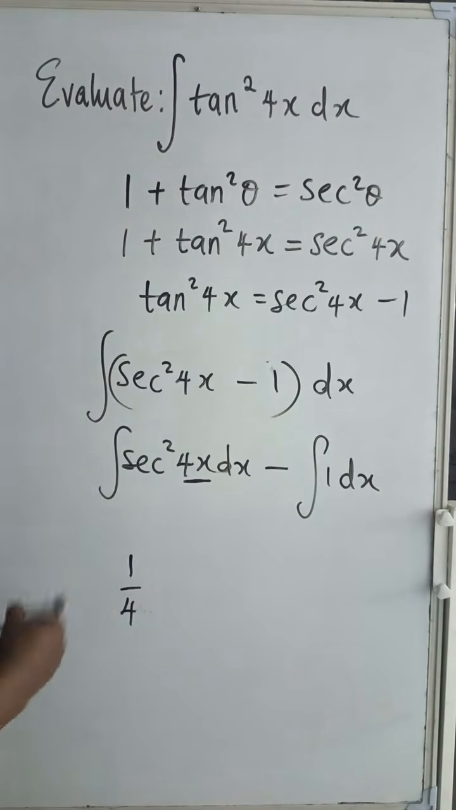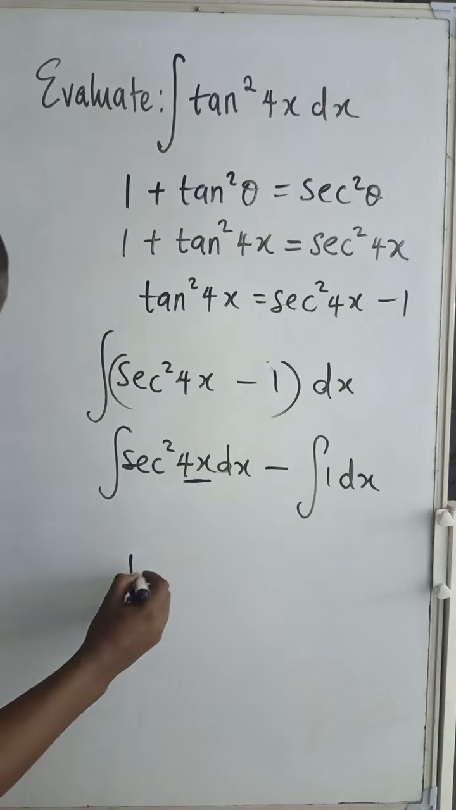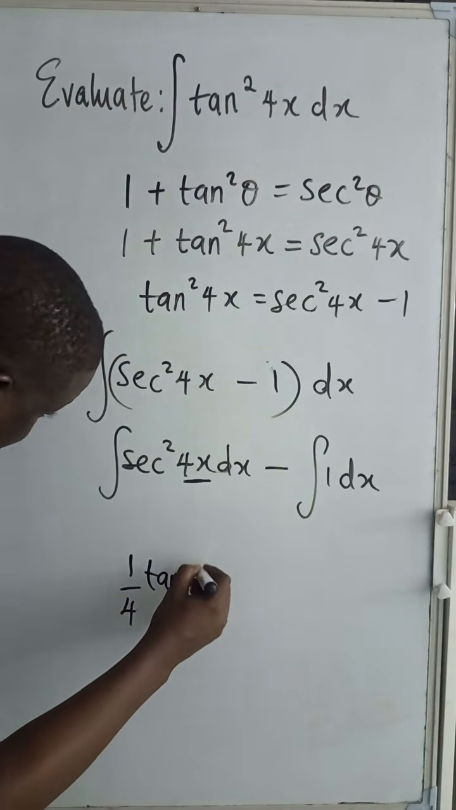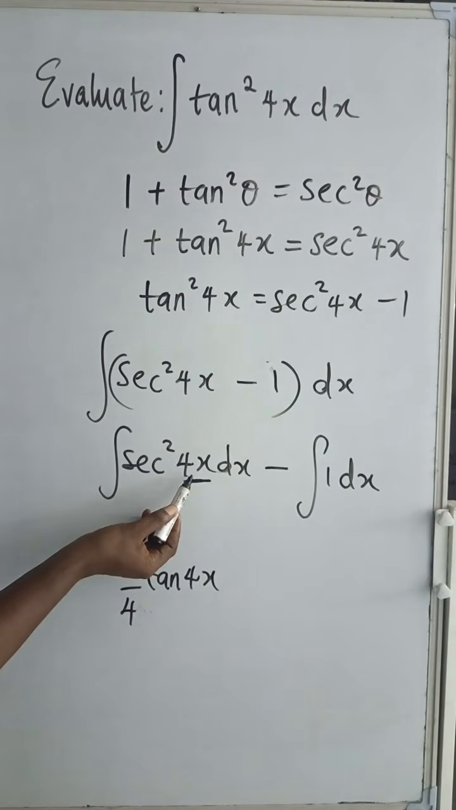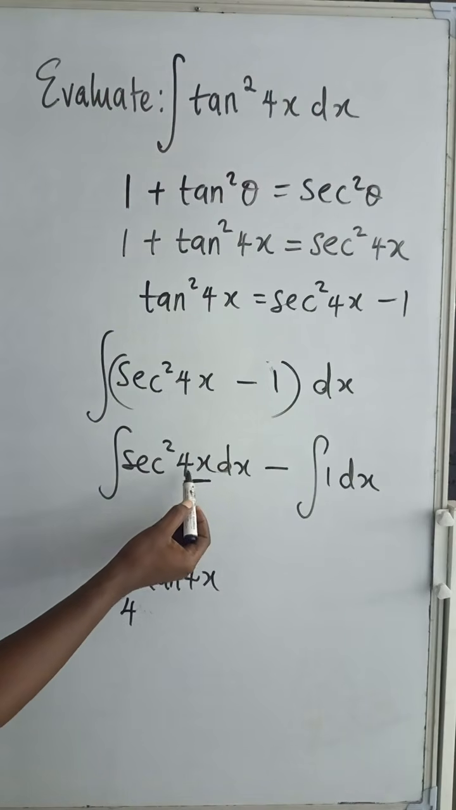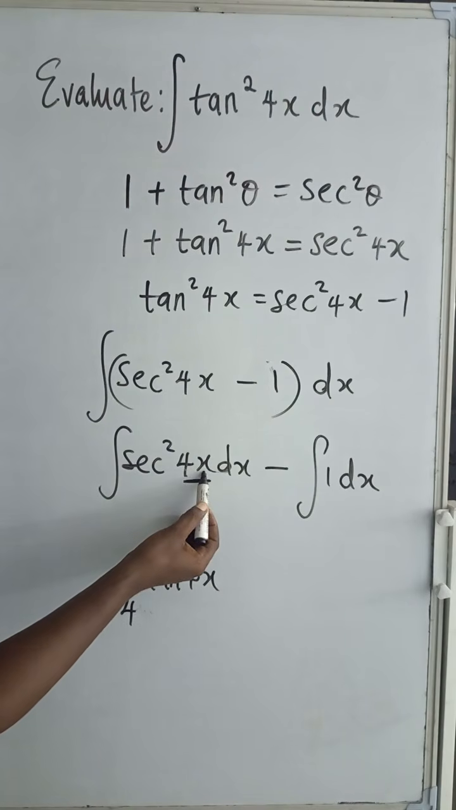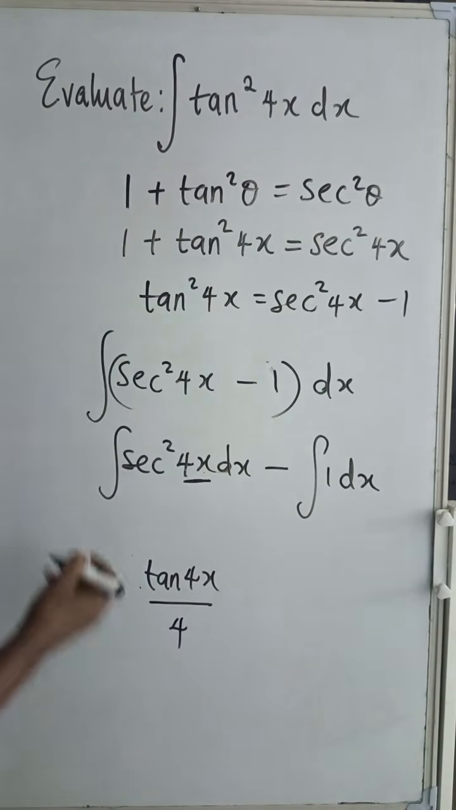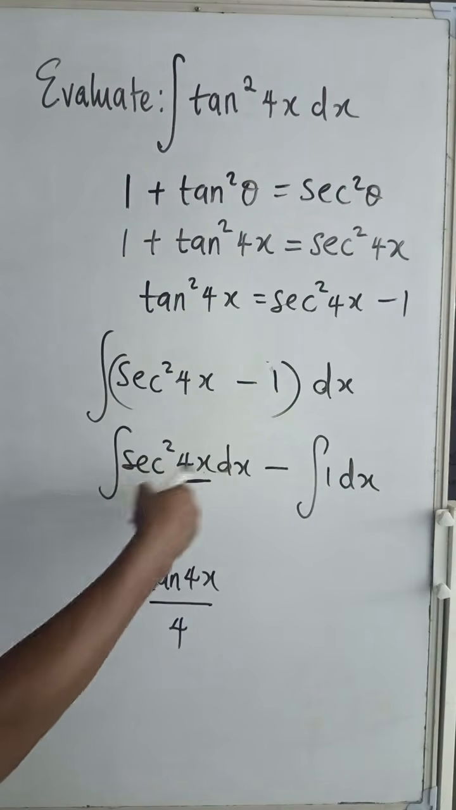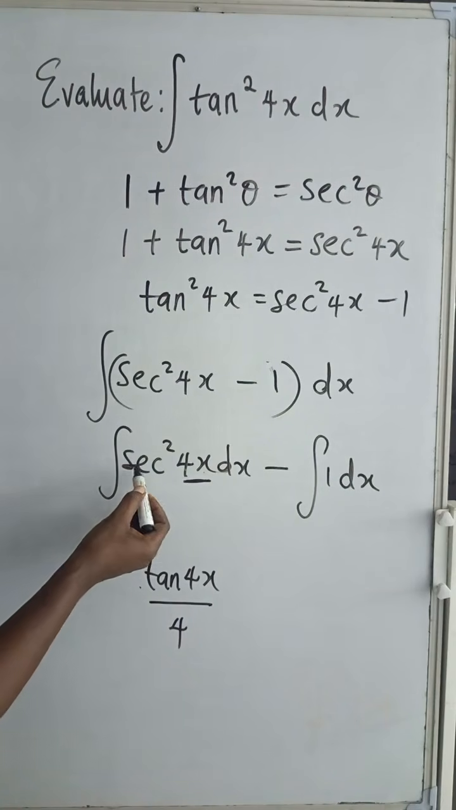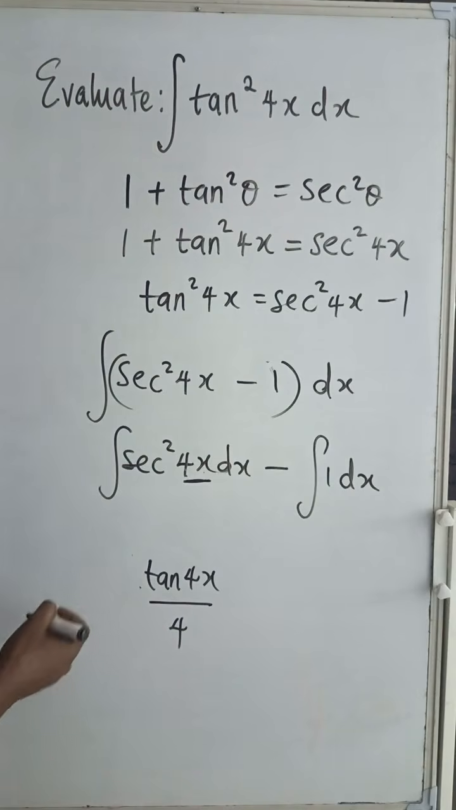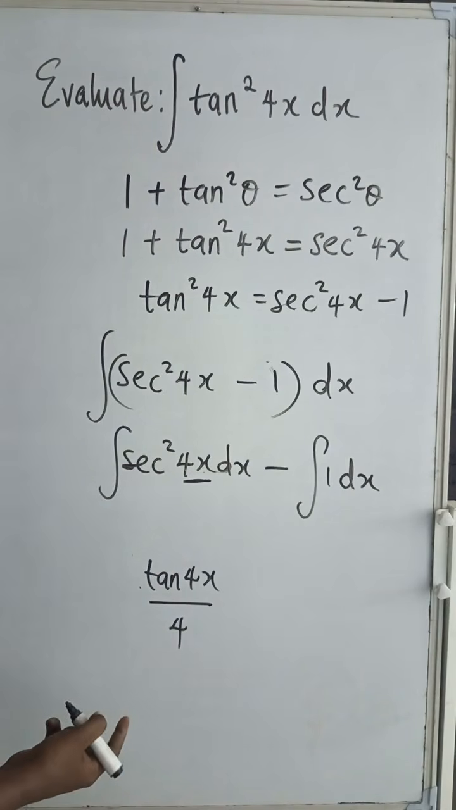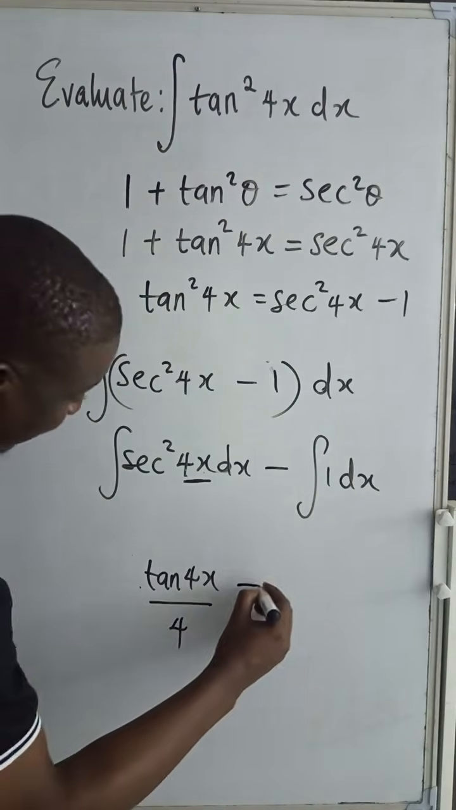Then integrating sec square 4x will give us tan 4x. That is to say, you differentiate whatever function is here, since it's a function of another function. Differentiate 4x, you are going to have 4. Put it under, meaning that you can write it this way. Then integrate everything: when you integrate sec square theta, it will give us tan theta. So that's what I would have, minus.